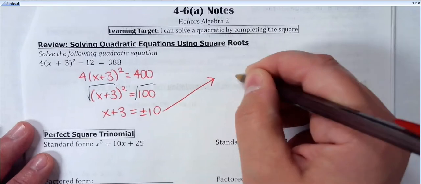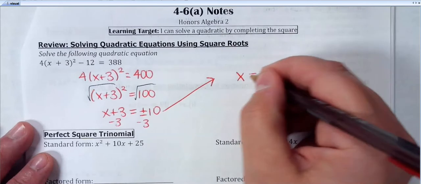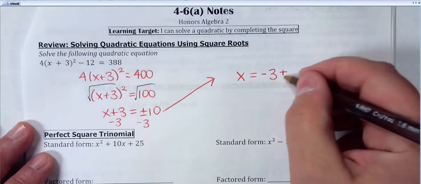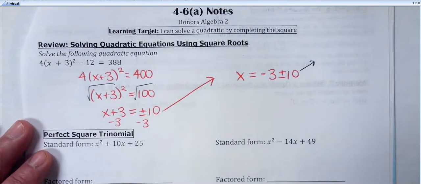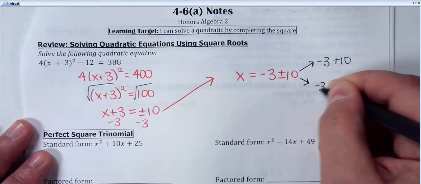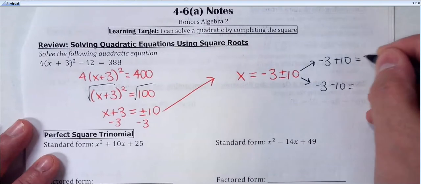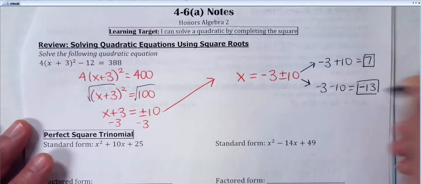Now all you have to do to get x totally alone is subtract the 3. I would recommend writing that right after the equal sign and sliding the plus or minus 10 down a little bit. In this case, negative 3 and 10 are both plain numbers, so you can get farther in this question: I can take negative 3 plus 10 and negative 3 minus 10. Some questions you can do that with, some you can't. It just depends on the problem. But if they're just constant terms, nice numbers, you can simplify this. So this would be 7 and negative 13 as my two answers.